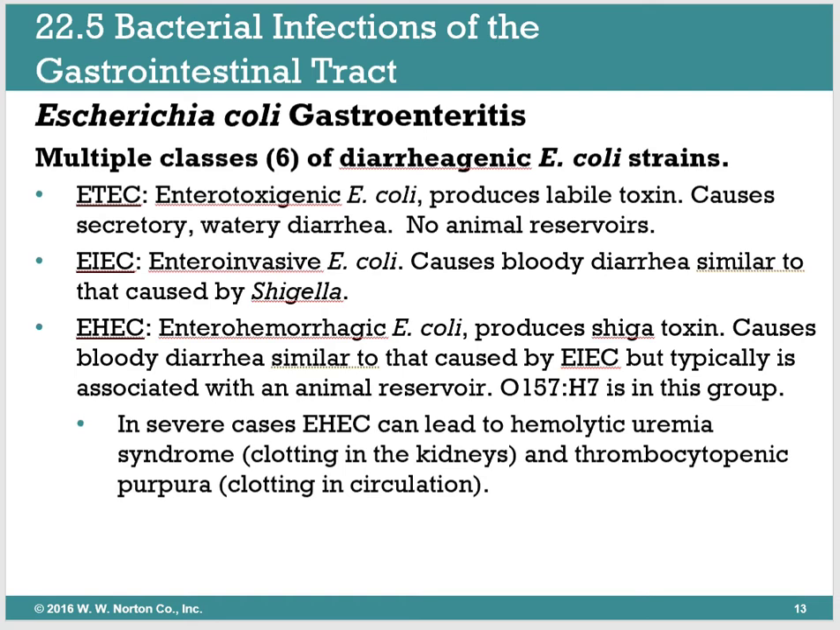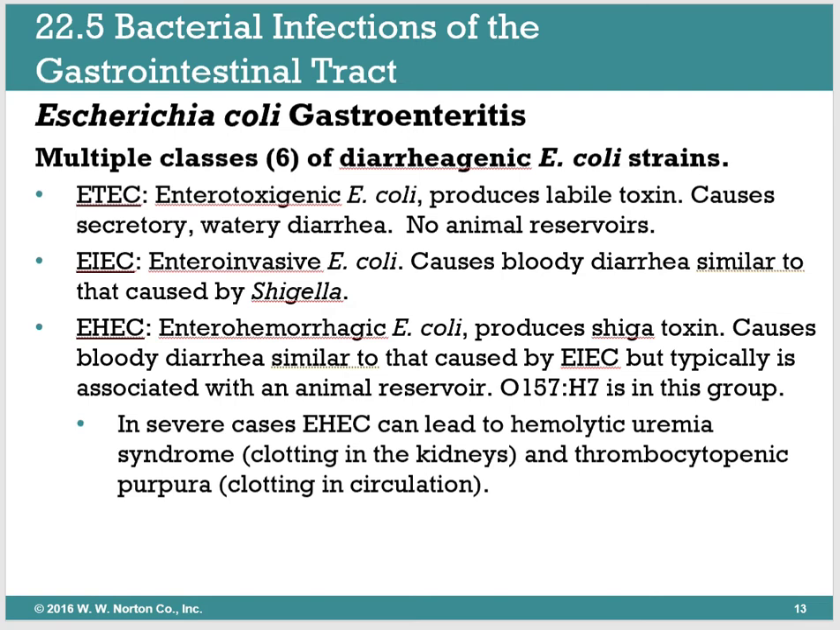And then we have enterohemorrhagic E. coli, so EHEC. So this specifically will produce a Shiga toxin. Not all E. coli have Shiga toxins. So this will also cause severe bloody diarrhea. It's very similar to the previous one that we talked about. But normally it's associated with an animal reservoir, meaning that it's more common in animals as compared to humans.